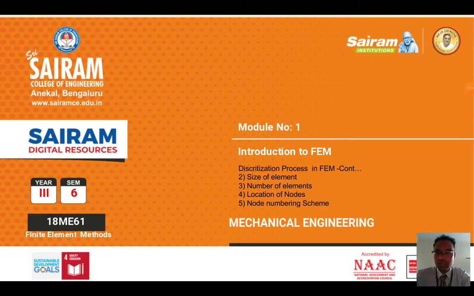Continuation of that discretization process. In the last PPT, I told you the first one: what are the different types of element which are going to be used for the analysis in the finite element method. Now we continue with the second stage, that is the size of an element, number of elements, location of node and node numbering scheme. In the first stage we studied the types of element used in finite element method. So here we are going to cover the second, third, fourth and fifth steps.